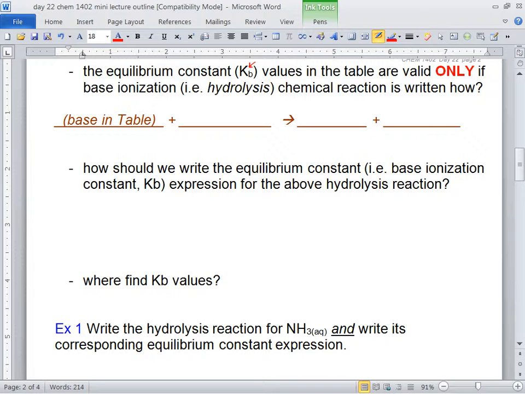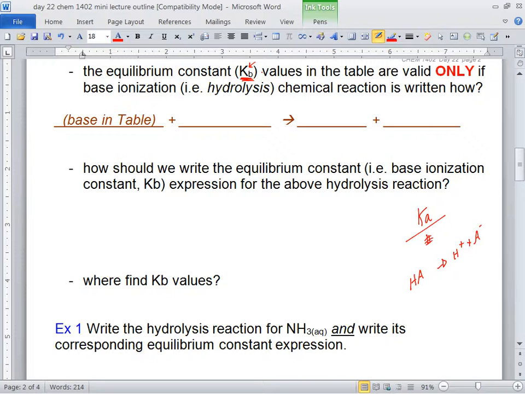So for example, just to remind you, we had Ka. And we had all these tables, right? And that's only if you wrote the reaction as what goes to what. If I said my acid is HA, it would go to H plus and A minus. You had to write it that way. Otherwise, it didn't make any sense. Okay? So likewise with these Kbs, these base ionization constants, or hydrolysis reactions, because it's just a base reacting with water, pretty much.